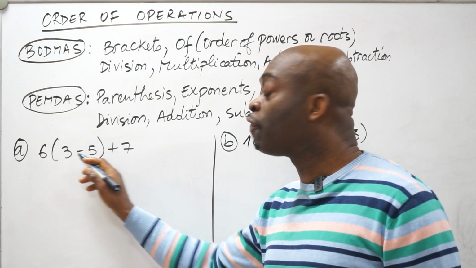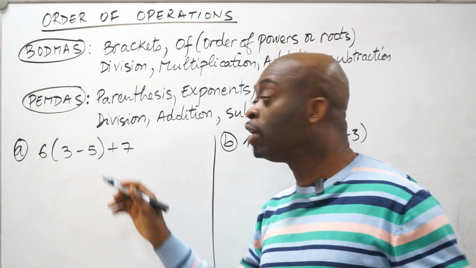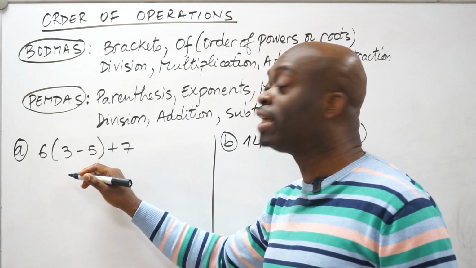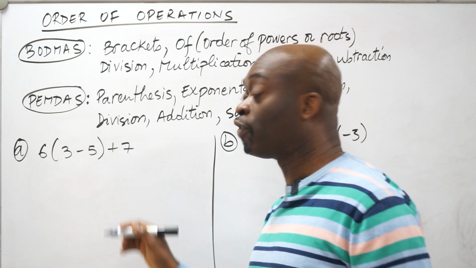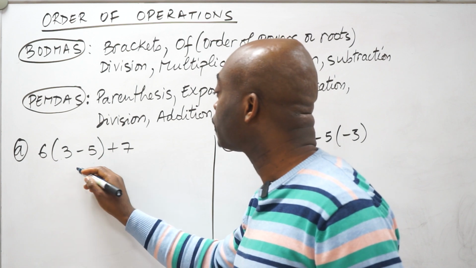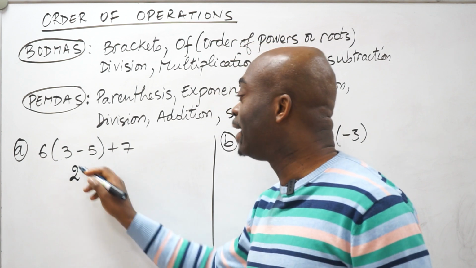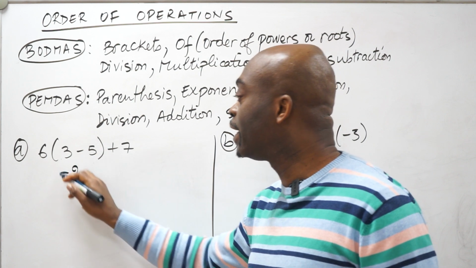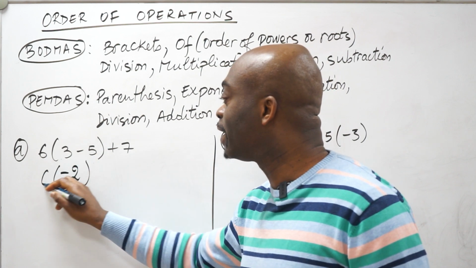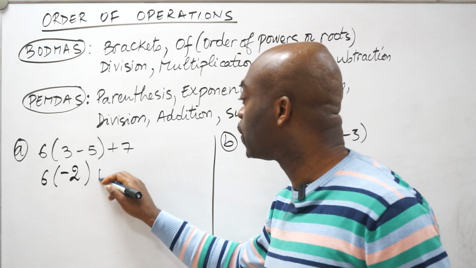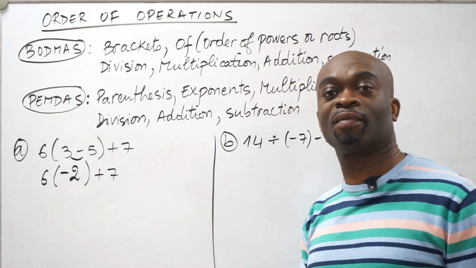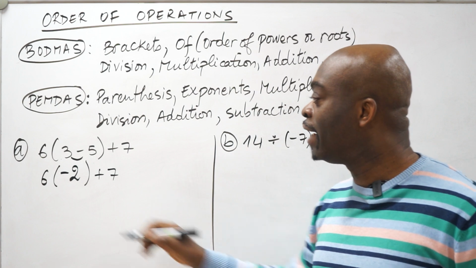Because both carry different signs, what do we do? We subtract and keep the sign of the highest number. Meaning we have 3 taken away from 5, that will give us what, 2? Okay? And then we carry the sign of the highest number. Because 5 is the highest number here, we carry the negative sign. So this is what we have, and then 6 is back, and then plus 7 is back also, because we have not used them. Are we good so far? Then we have to continue.